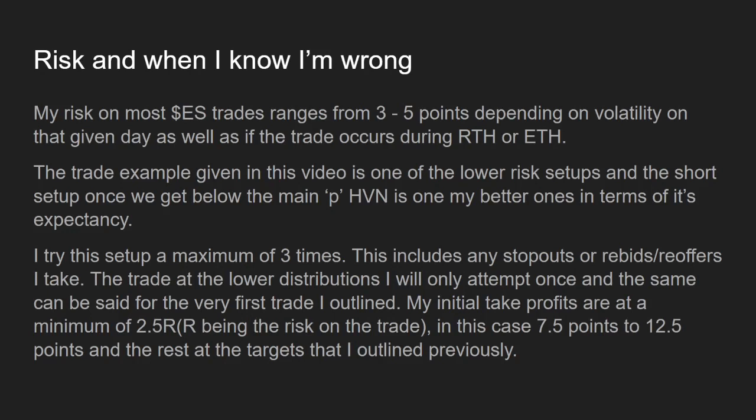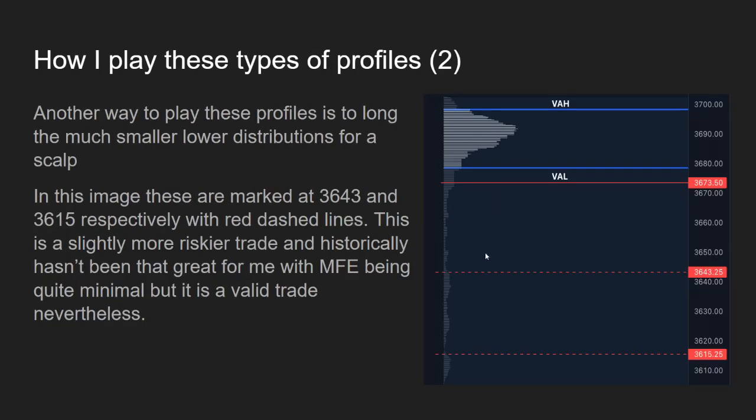My initial take profits are at a minimum of 2.5R. R is the risk on the trade. So if my stop is 3 points, my first take profit will be at a minimum of 7.5 points. Then if my stop is 5 points or more, my take profit will be at a minimum of 12.5 points. And the rest of the take profits on these trades would be at the targets that I said previously.